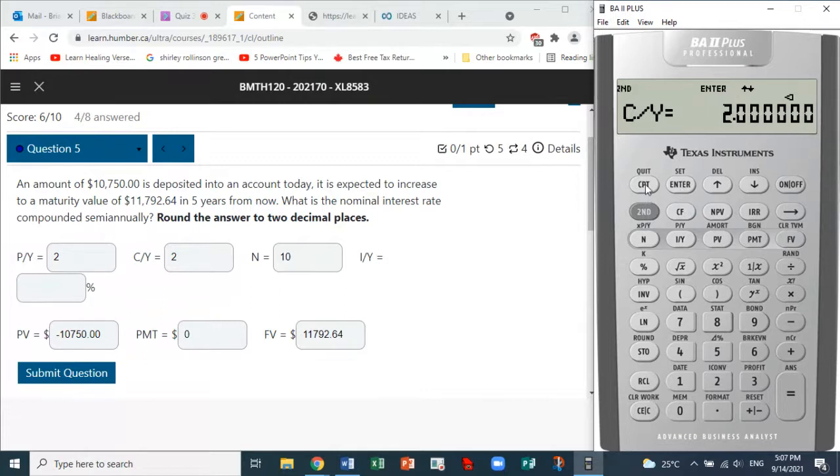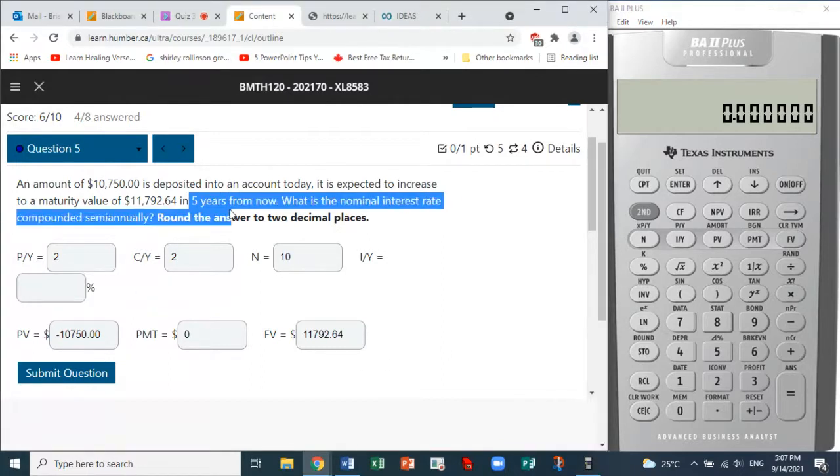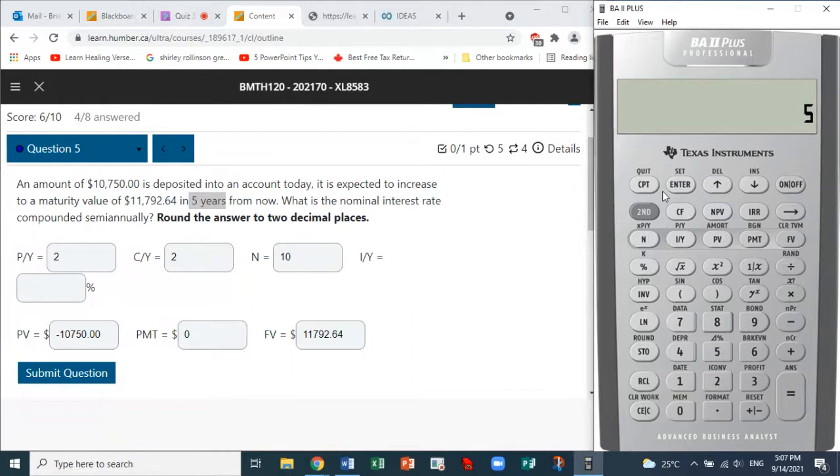And then we do what we normally do. We press second, CPT, and that would quit. It's 5 years, so how do we use it? We put 5, press second, N, so N is 10. Now I/Y is what we want to compute, so we pass over that. Then the present value is 10,750.00, and we make that negative. Payment is 0, and the future value is 11,792.64. Enter.